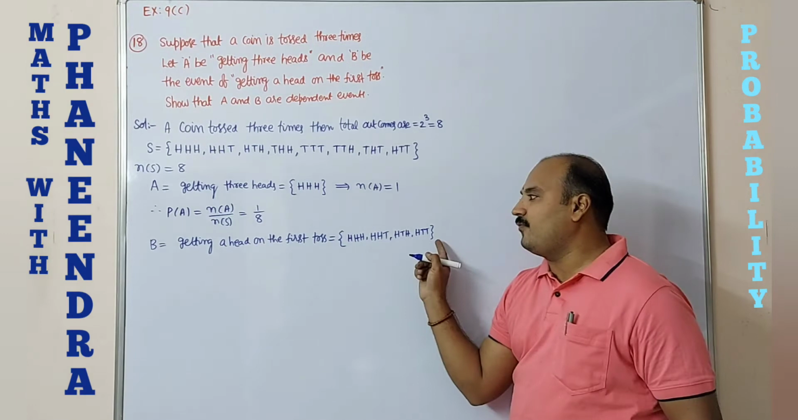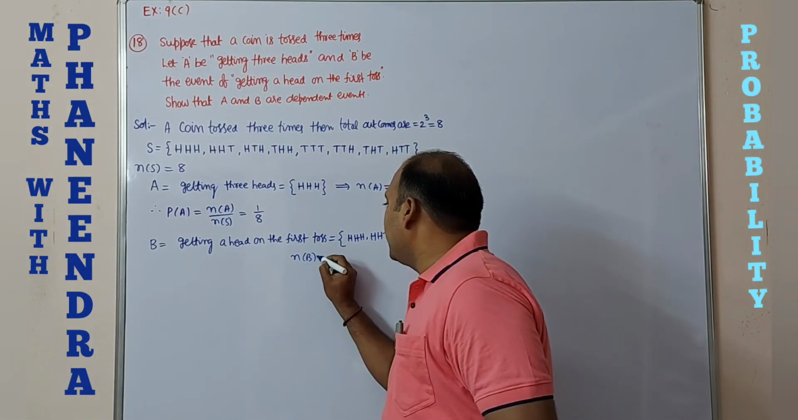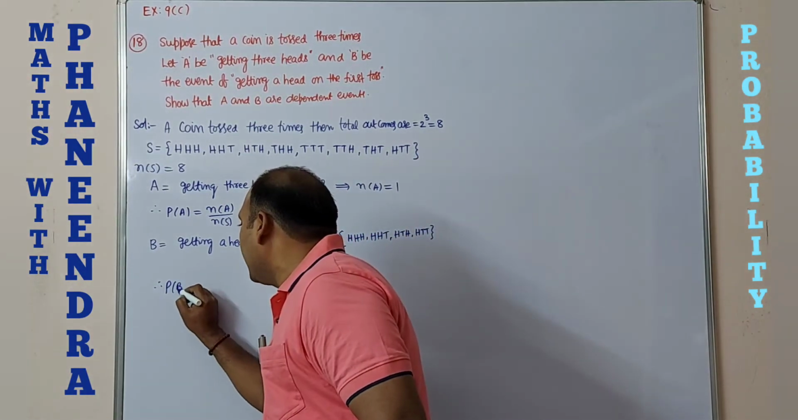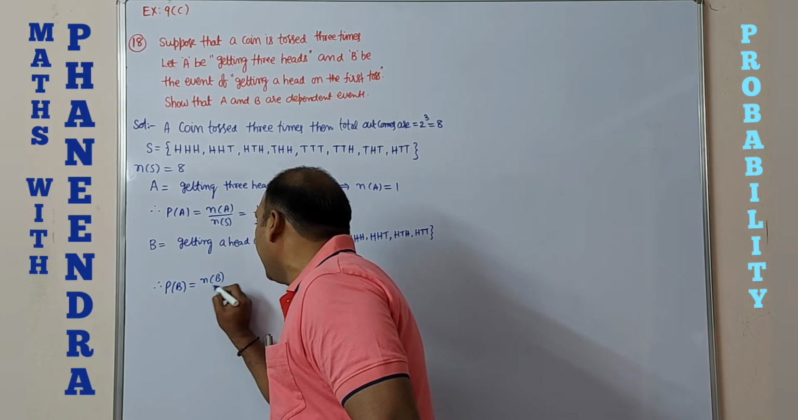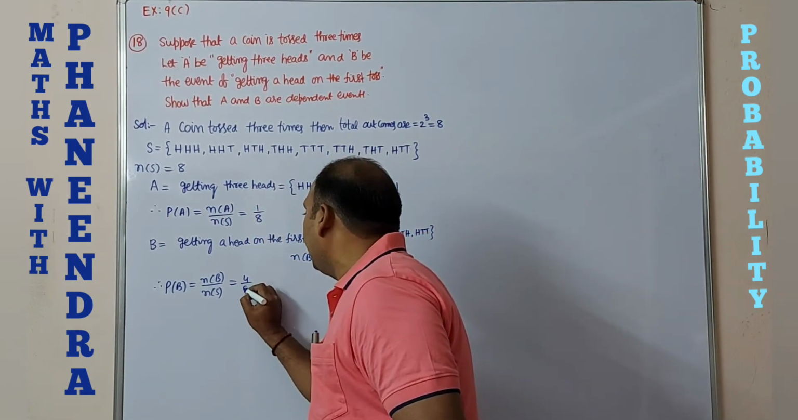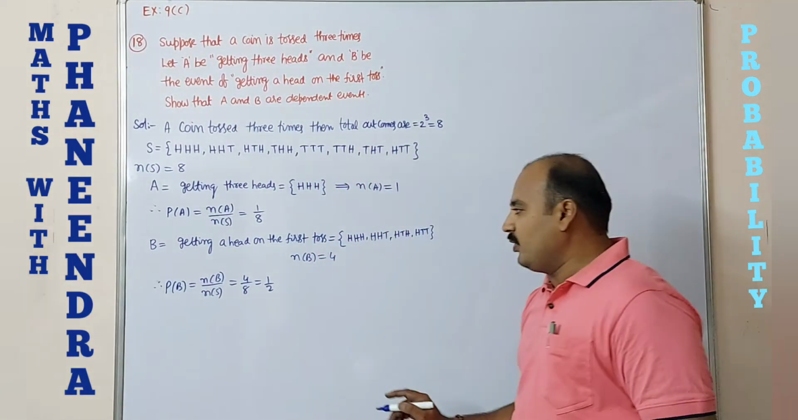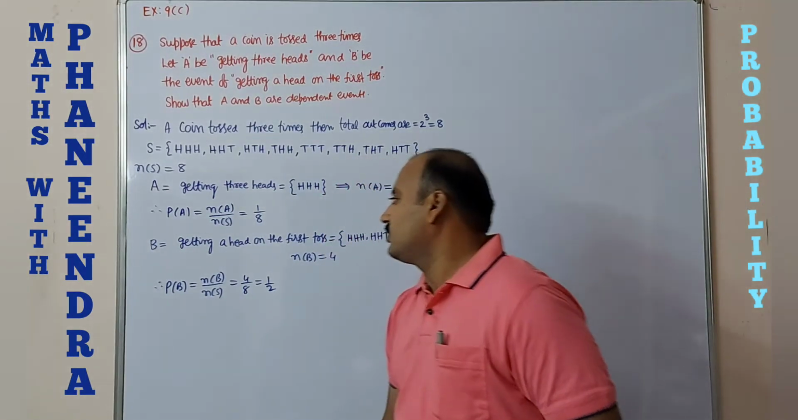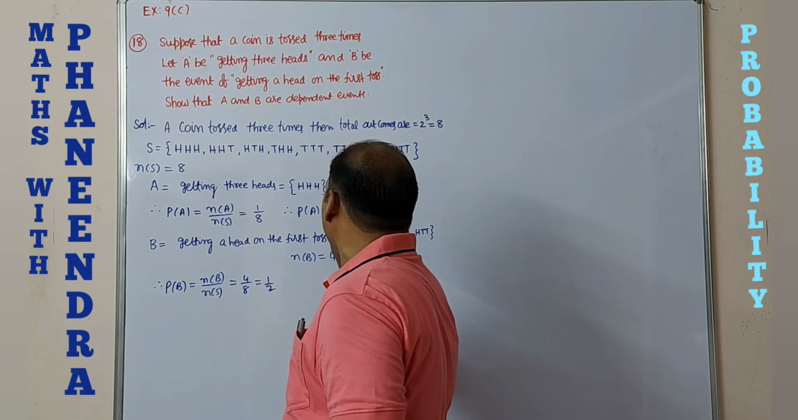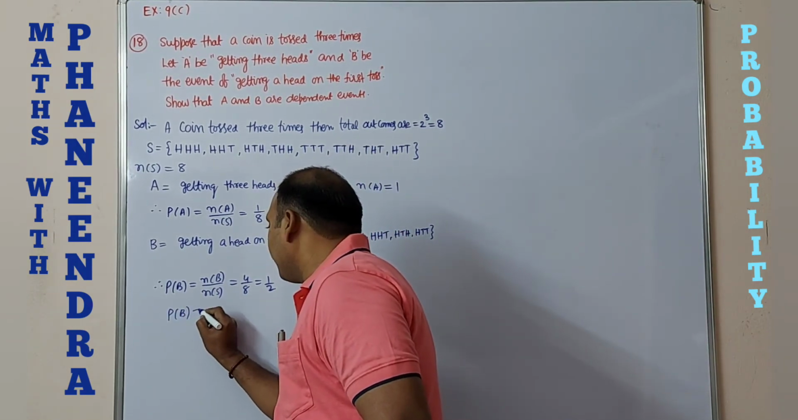So how many are there? 4 are there. So N of B is equal to 4. Therefore, the probability of B, P of B is equal to N of B by N of S. So N of S is 8, 4 by 8, which is equal to 1 by 2. So P of B value is 1 by 2, we got it now. So here conclusion I am giving, P of A is equal to 1 by 8. P of B is equal to 1 by 2.